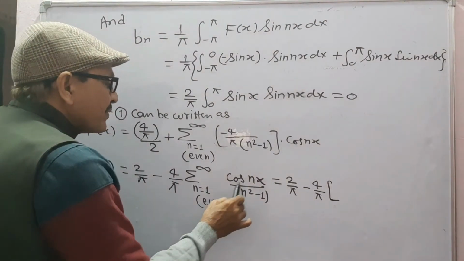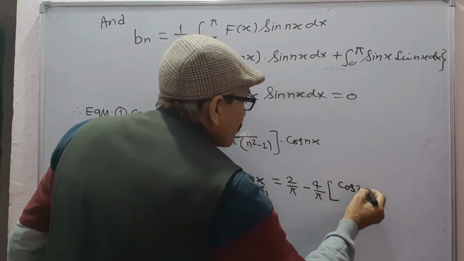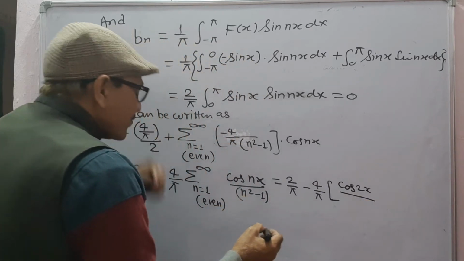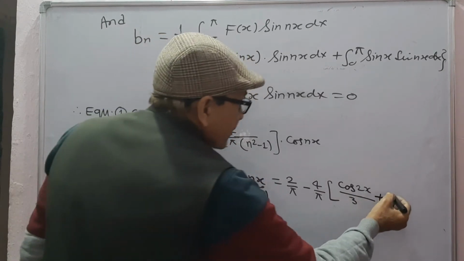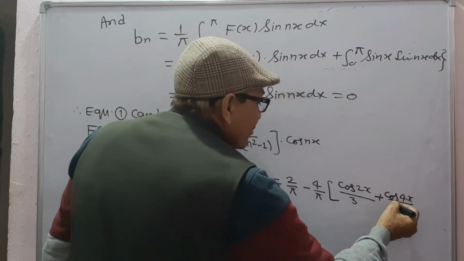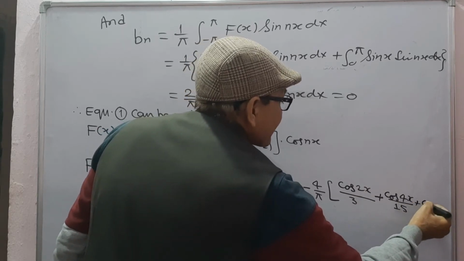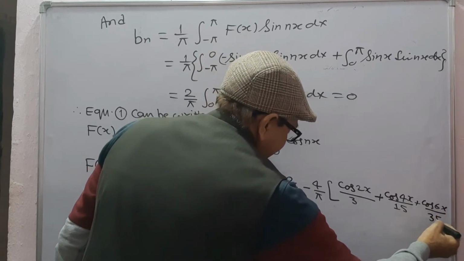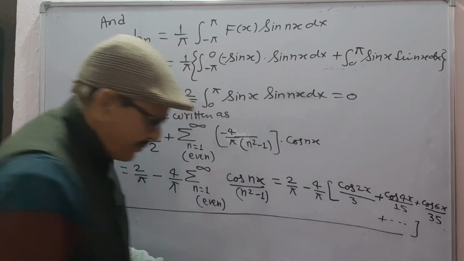First even number is 2, this is cos 2x upon 2 square minus 1, which means 3. Next even number is cos 4x upon 4 square minus 1, which means 15. Next cos 6x upon 35 and so on. This will be the required Fourier series.